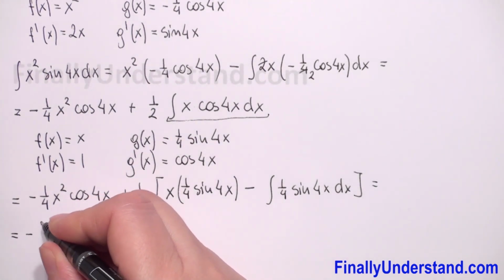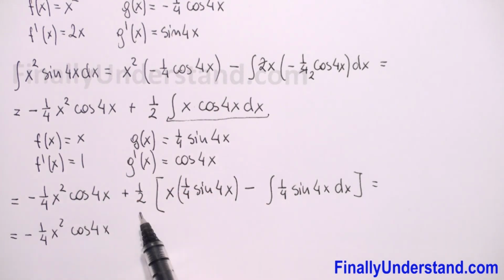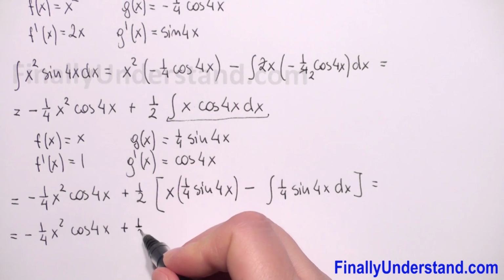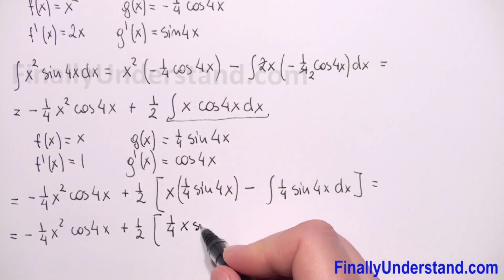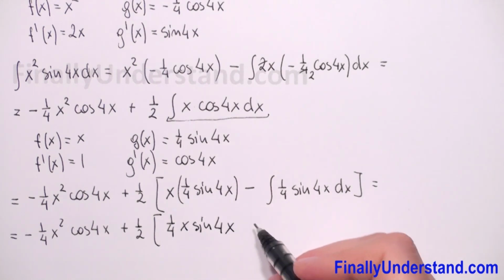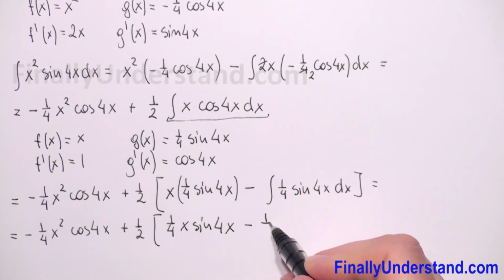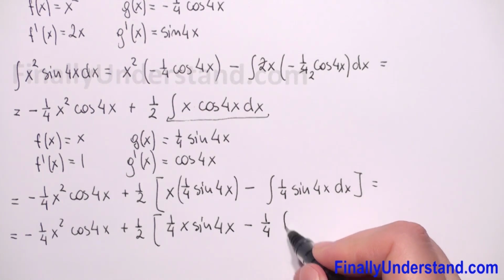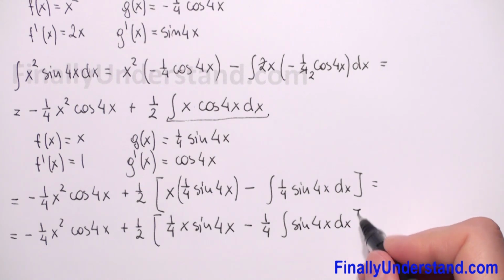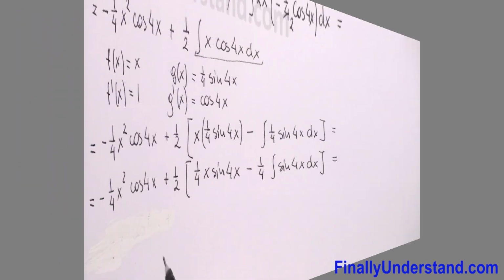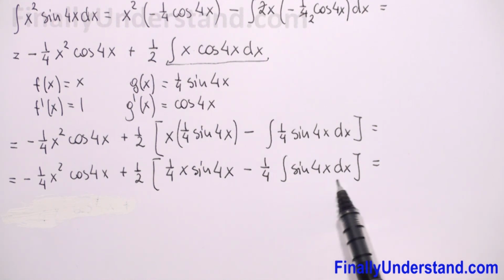This is equal. We have to copy the beginning. Next, we have plus 1 over 2, and first we will put constant 1 over 4x sine of 4x, and we have negative. We will take constant before integral. So we have integral of sine of 4x with respect to x. So this is equal. Now we got integral only of sine of 4x. So first we will solve this integral.